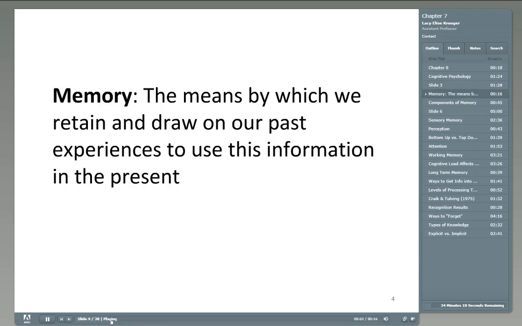We're largely going to be focusing on memory, and really when we talk about learning and memory, they're two sides of the same coin. But memory is the means by which we retain and draw on our past experiences to use this information in the present.